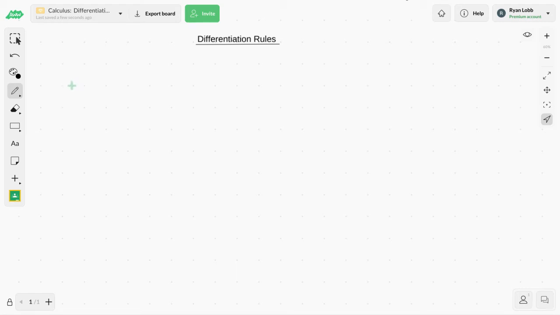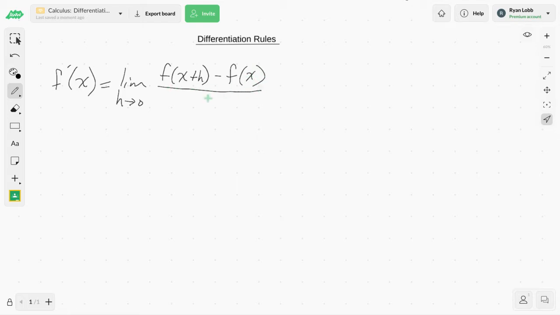Okay, so today we're going to go over some differentiation rules. Like we said, we had the derivative, which is defined as a limit as h approaches 0 of f of x plus h minus f of x over h, or f prime of c is equal to the limit as x approaches c of f of x minus f of c over x minus c.